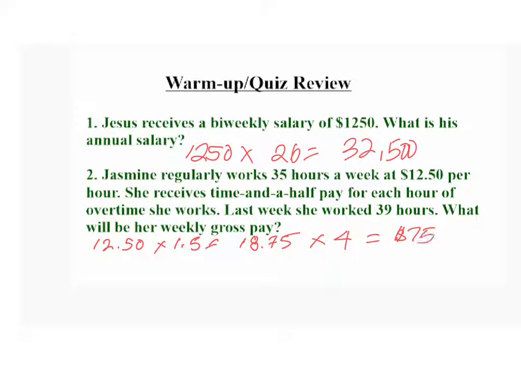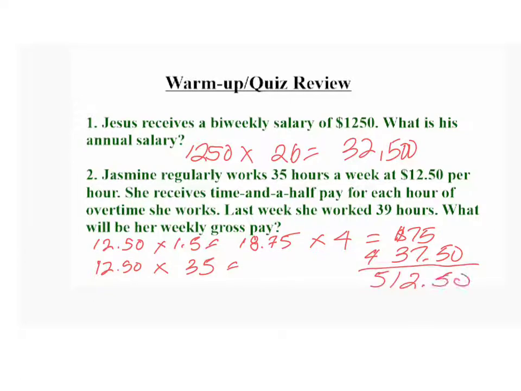Now we still have to figure out her regular pay, so that is $12.50 times 35. That equals $437.50. You add them together, and you get $512.50. All right, get that down. We'll go on to the next slide.